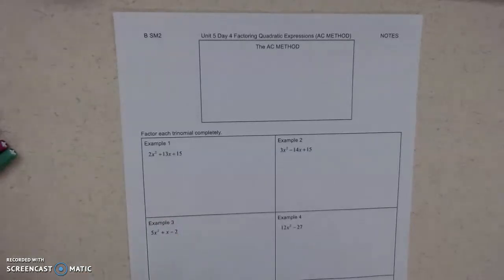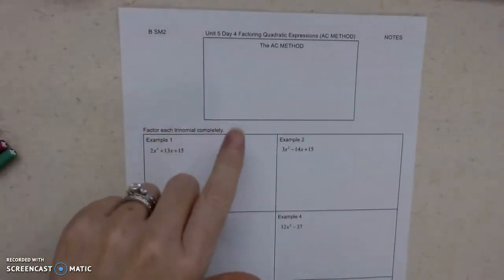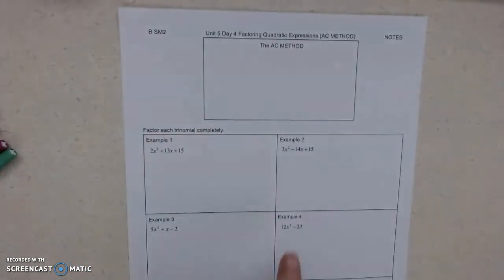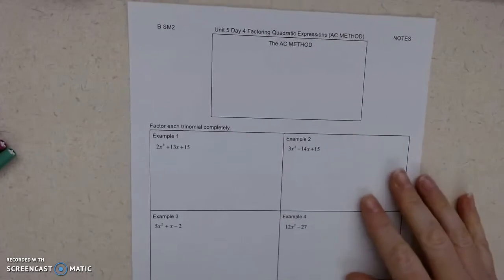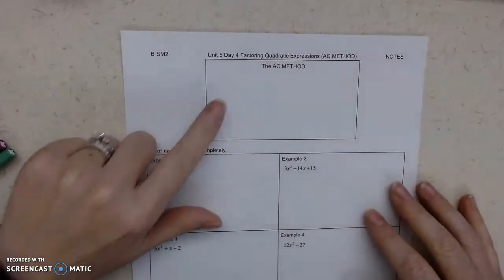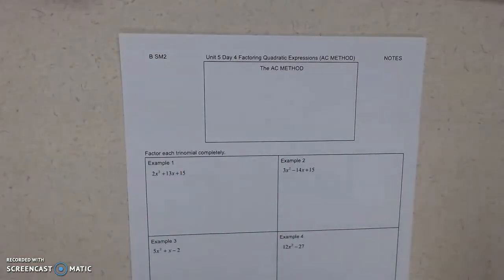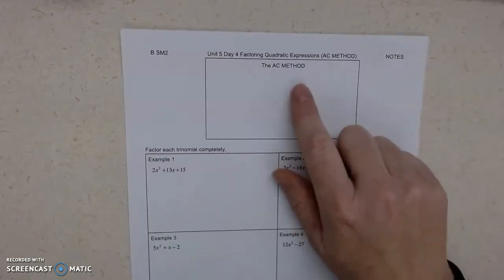Okay, so we're going to talk about Unit 5, Day 4, and it is factoring quadratic expressions that have a not equal to 1 as a leading coefficient. There are different methods you could use. Guess and check always works, but I like to use the AC method.